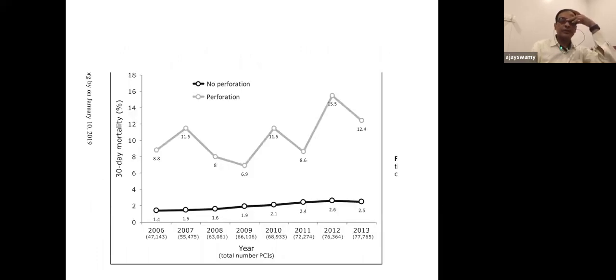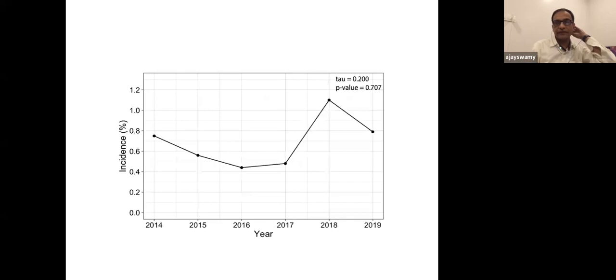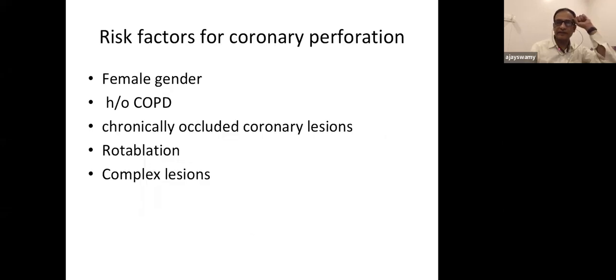If we look at perforations from 2006 to 2013, you see that the 30-day mortality has remained essentially unchanged between 8 to 12%, 8 to 15%, worst in 2012. And in another study, the incidence of perforation has remained almost similar, around 0.8 to 1% from 2014 to 2019. That means in spite of all kinds of advances in coronary devices being used in all kinds of procedures, our perforation risk has essentially remained unchanged.